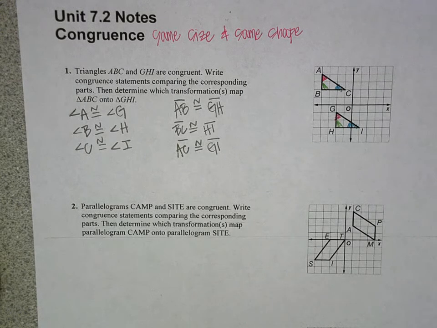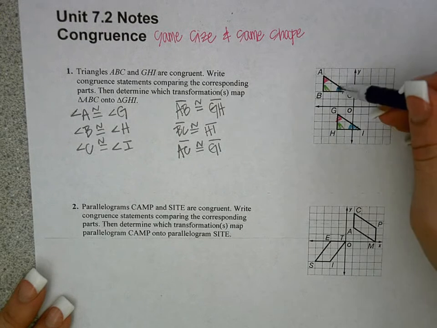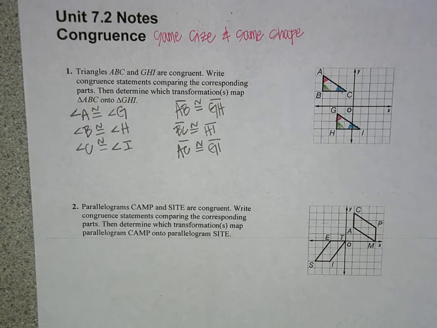Now, the last part of what we're doing here is I'm asking, how would you get from this picture to this picture? What type of transformation would you have to do? Can I rotate, reflect, or translate?